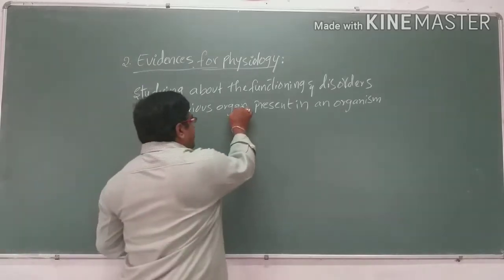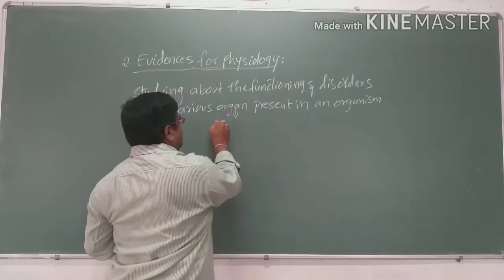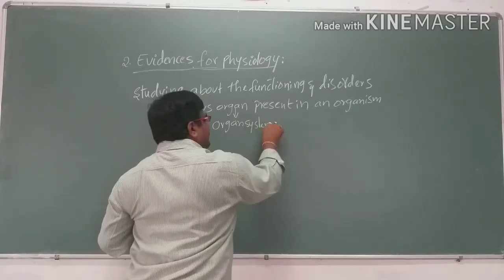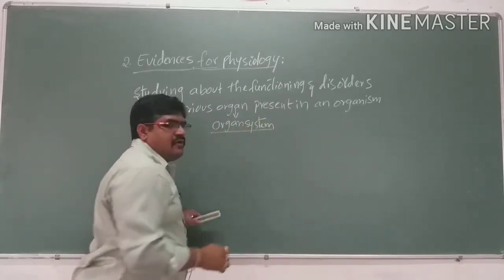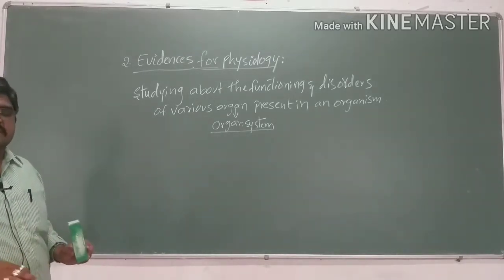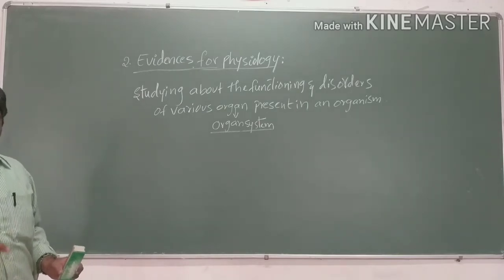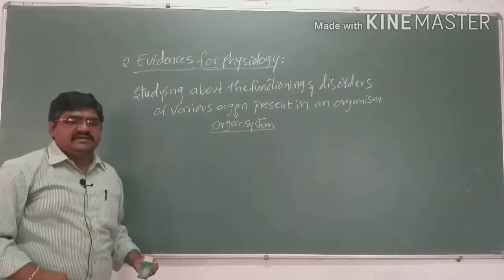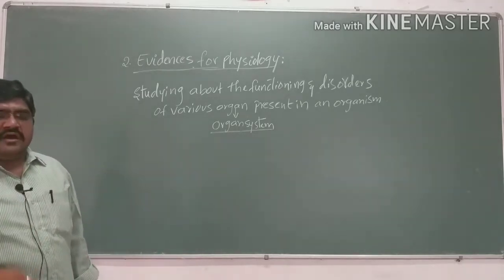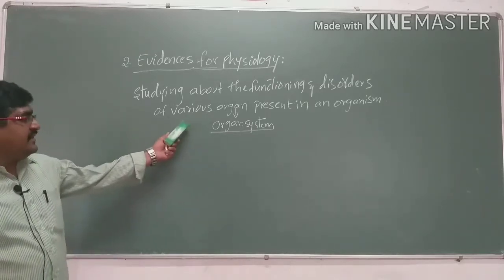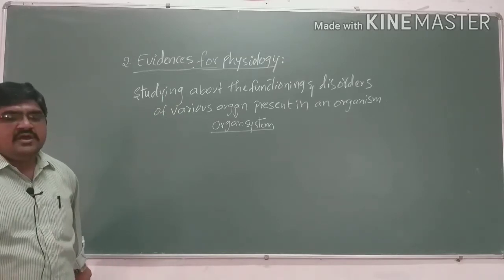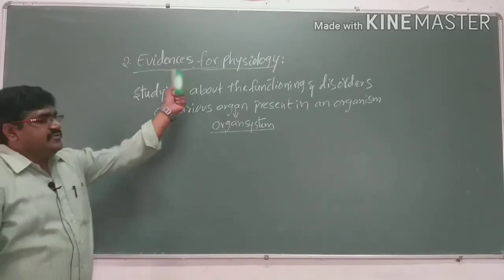These organs function in the form of an organ system, and this functioning of organs as well as organ systems in the organism also shows the disorders. Disorders means if any disease takes place, what steps should be taken for an organ or organ system. So such a branch, where we study the functioning and the disorders of various organs present in an organism, we call physiology.